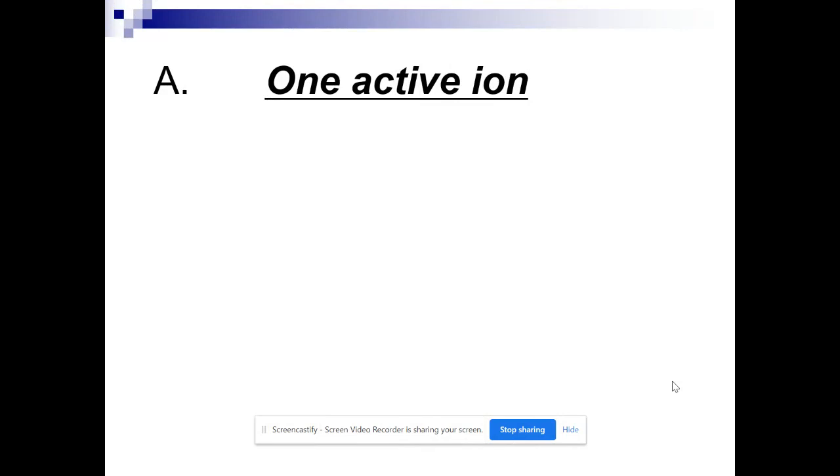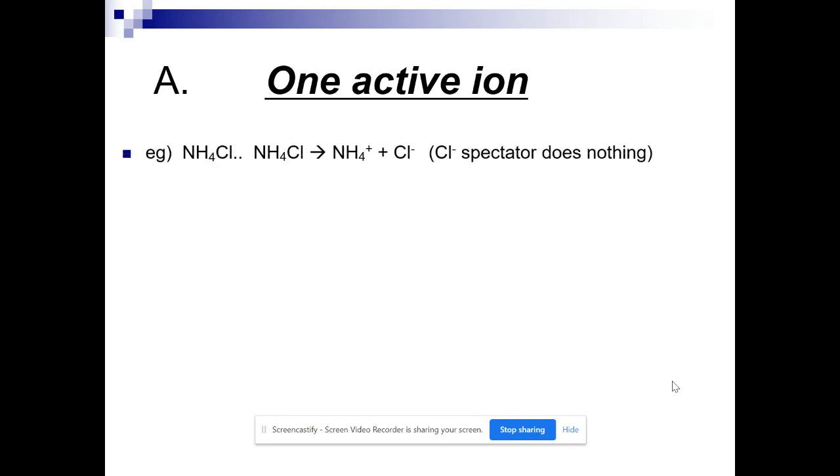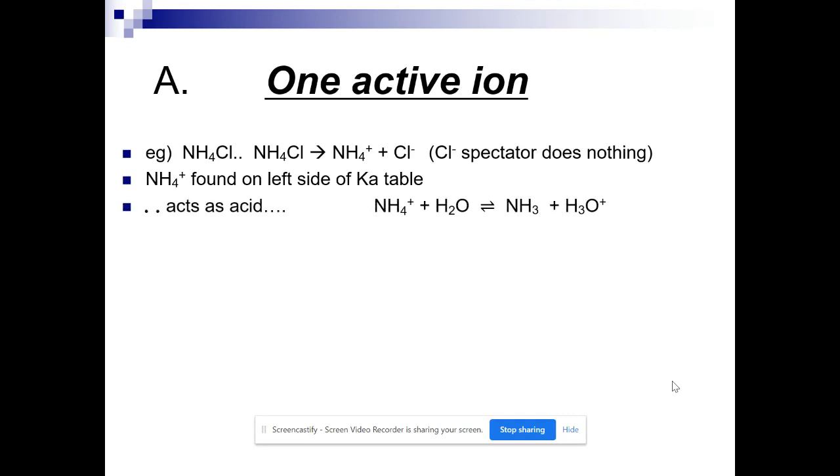All right, so let's look at one active ion. These ones are all the same. Active ion, so this means it's only on the left or the right. For this one here, NH4Cl, we see Cl minus will be a spectator ion, so it's not going to do anything. So our only active ion will be the NH4 plus. It's found on the left side of the table.